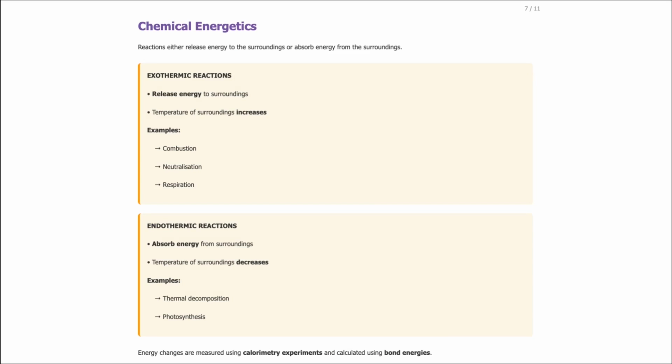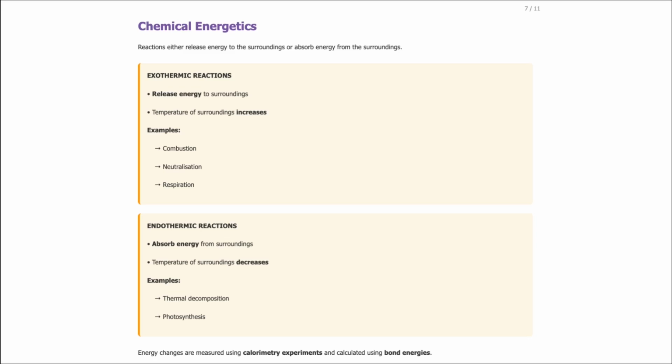Reactions can either be exothermic or endothermic. Exothermic reactions, like combustion, release energy, raising surrounding temperature. Endothermic reactions, however, like thermal decomposition, absorb energy, lowering surrounding temperature. We measure energy changes using calorimetry and calculate them using bond energies. Energy profiles in exams show reactant and product energy levels clearly.